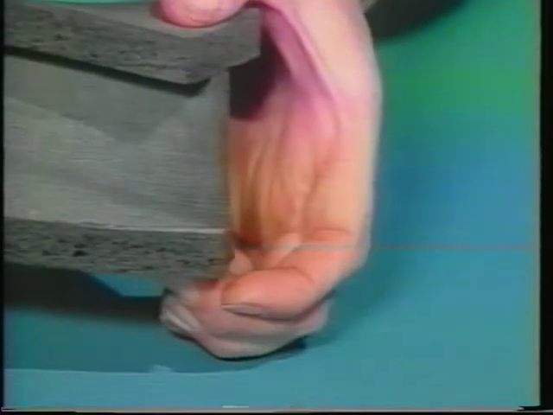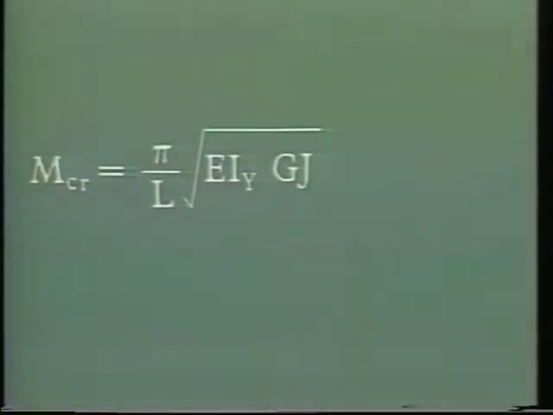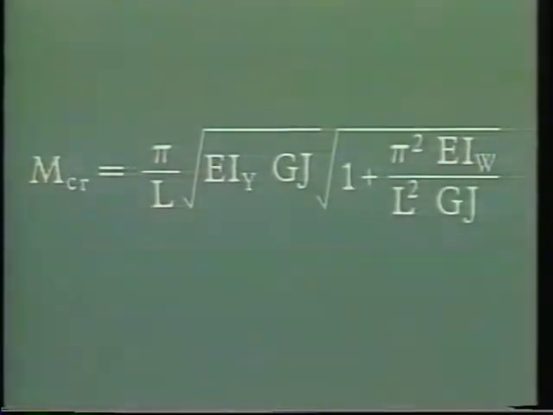known as warping. In this example, warping is free to occur, and the equation for the critical moment given earlier is valid. However, if axial movement is restrained so that warping is prevented, as is often the case in practice, then this equation is modified by the addition of an extra term. The moment corresponding to instability is now enhanced by being multiplied by a factor which is always greater than or equal to 1.